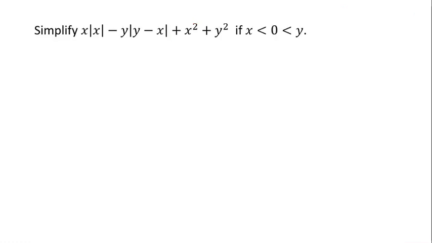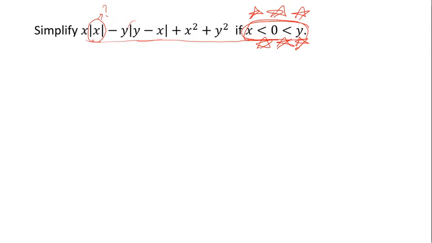Now let's look at this problem. Simplify this expression, and here there's a condition on x and y, so this is very important. If you have an absolute value question like that, this is very, very important. First, we have to deal with this absolute value. So this is the main problem here. So what are they equal to? If you figure this out, then it's easy.